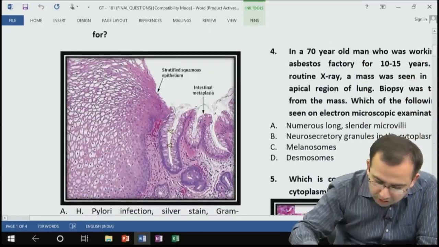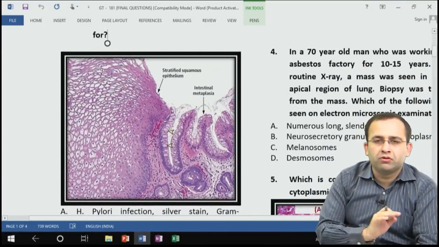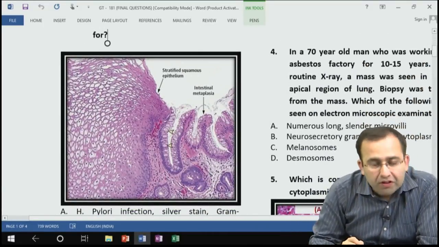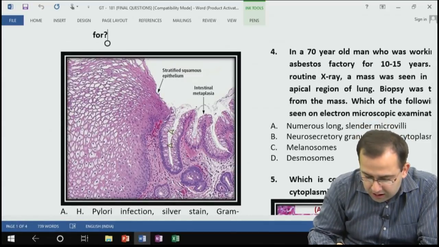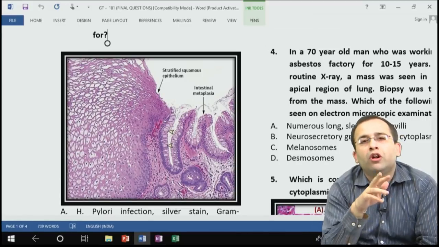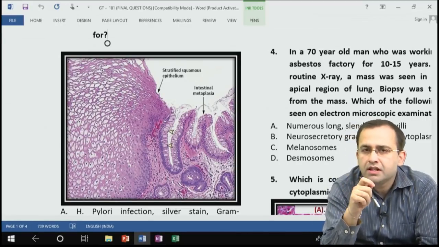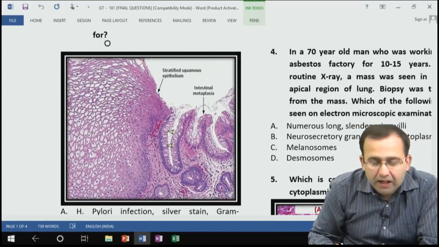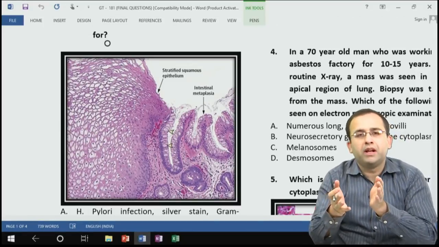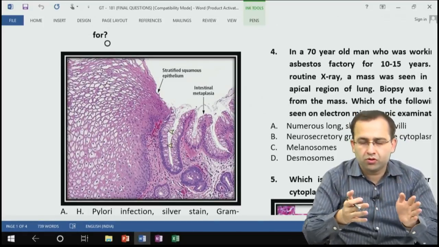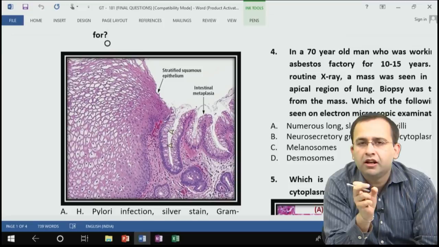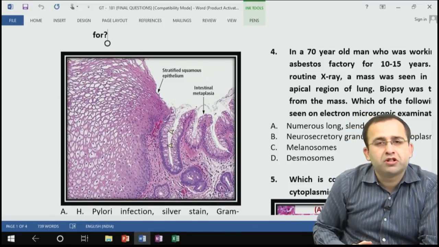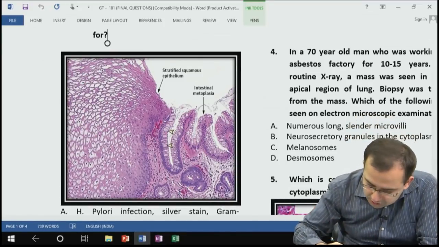Now, have a look at this image without history. No printed question, nothing. Without history, without even the markings. What you see here is the stratified squamous epithelium, which is getting converted to columnar type. It is showing the presence of long cells with presence of goblet cells. So columnar with goblet is intestinal type. So squamous getting converted to intestinal lining is called intestinal metaplasia. An easy question. So diagnosis, Barrett's esophagus.